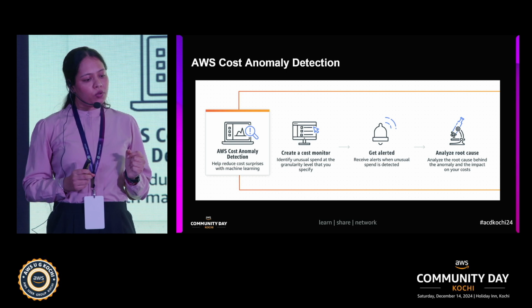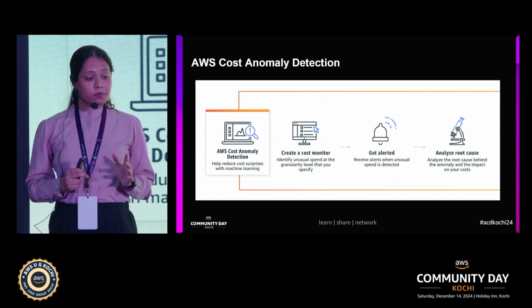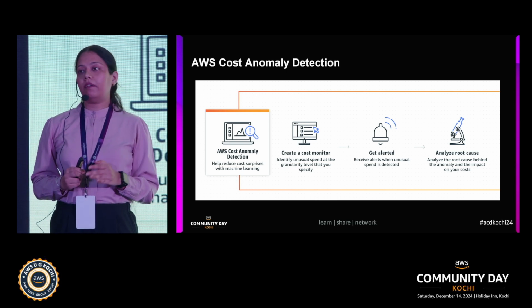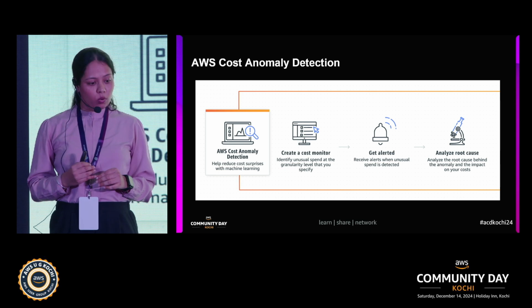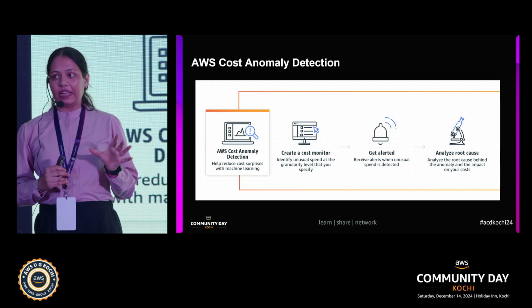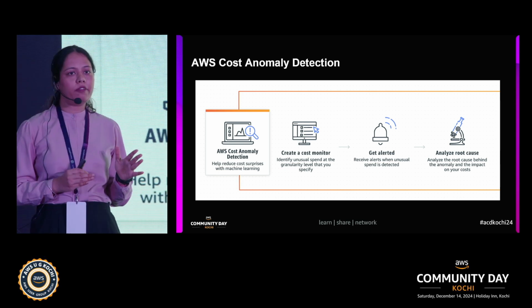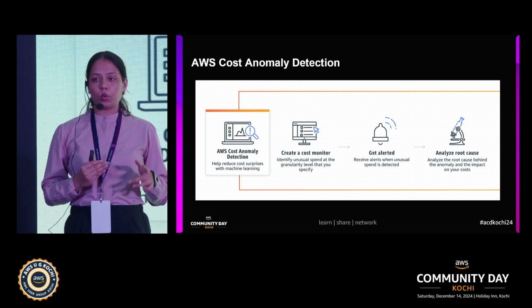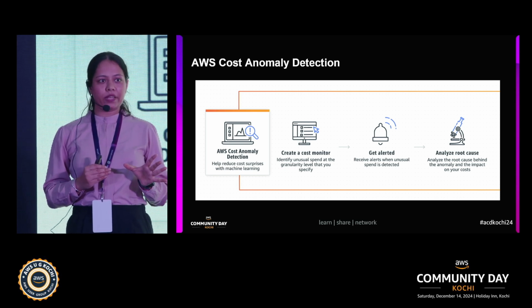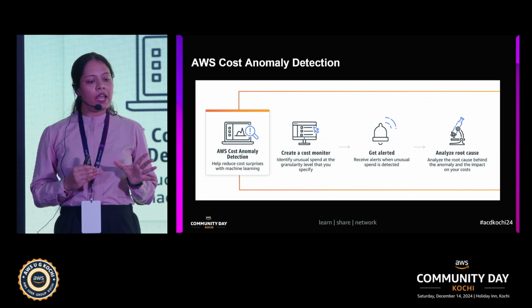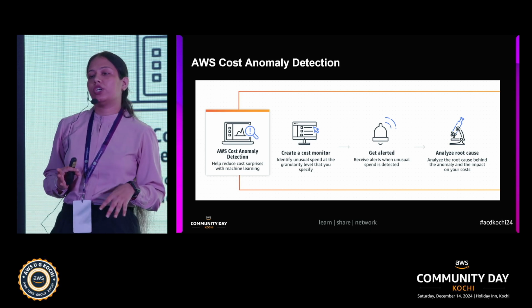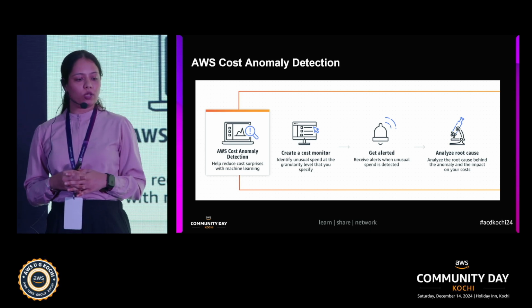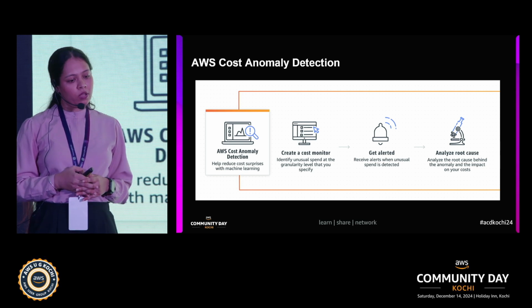So in this chart, you can see we can create a cost monitor. We can identify what the abnormality is all about. It will generate an alert. You can choose this alert in the form of a notification or an email. You will get warned about it if any abnormalities are detected. And accordingly, you have to take action. You have to analyze the root cause and work accordingly.